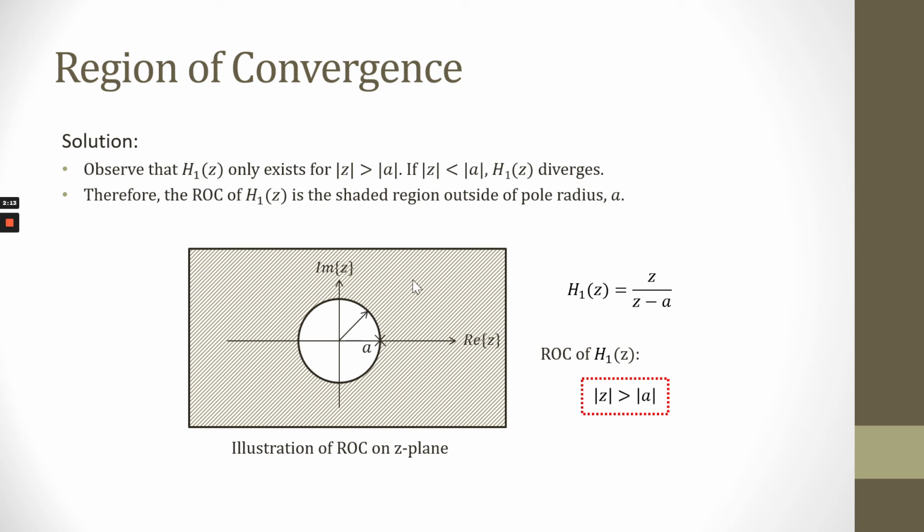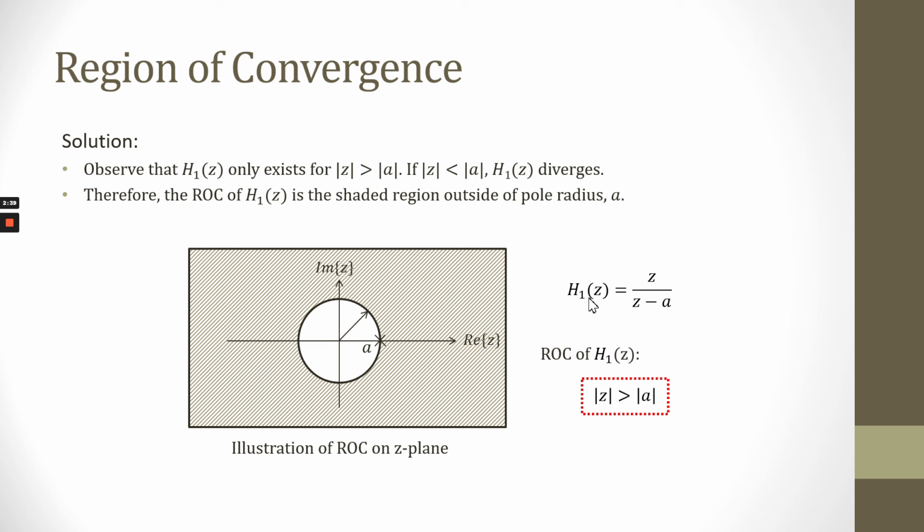Okay, so the shaded area of ROC for the Z transform of h1 is z larger than a. So we shade this area with these lines. So this shaded area is z larger than a. So for z less than a, we leave this part as a plain area.